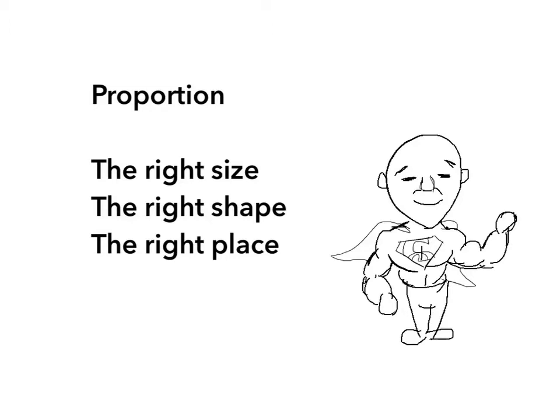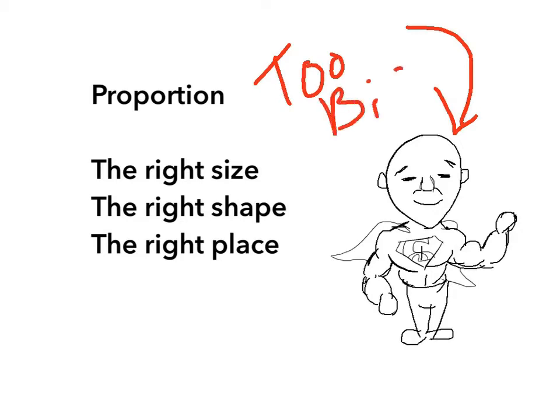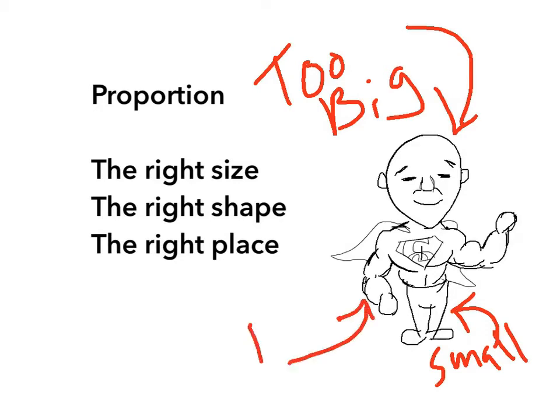Alright, so I'm using this word proportion. We just wanted to know, what does that mean? The word proportion means that you're drawing something the right size and the right shape and in the right place. So for example, if we look at this little superhero right here, you will notice that his head is way too big. And his legs are too small. His forearms are too big.